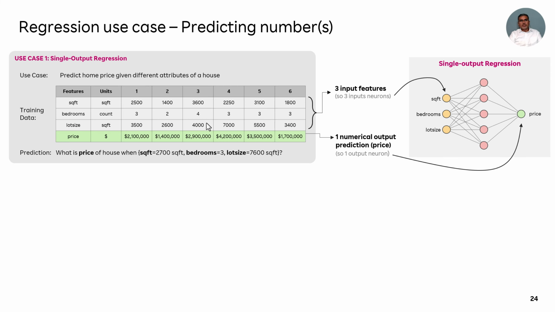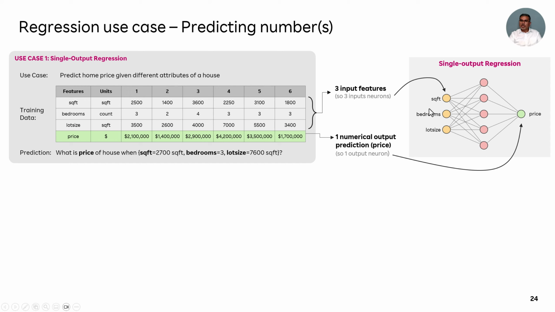The first use case is what we call single output regression. In single output regression, as the name suggests, you're trying to predict one output value. I'll go back to our prior example. What is the price of a house when the square foot is 2700 square feet, bedrooms is 3, and the lot size is 7600 square feet? You're predicting only one value here, price. That's why you have only one neuron in your output layer.